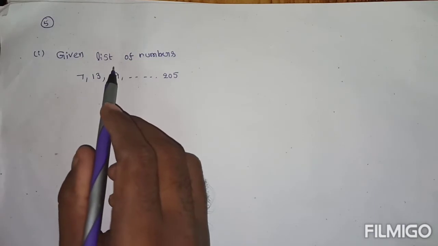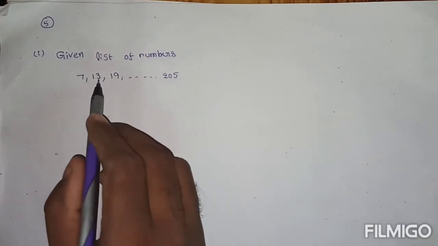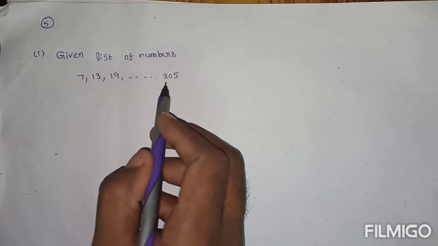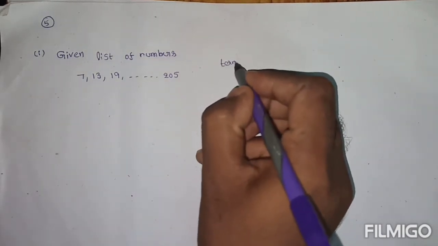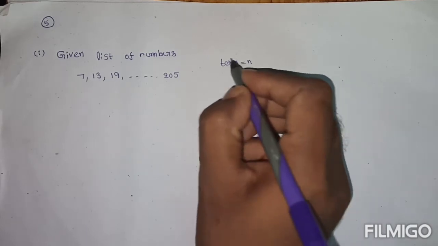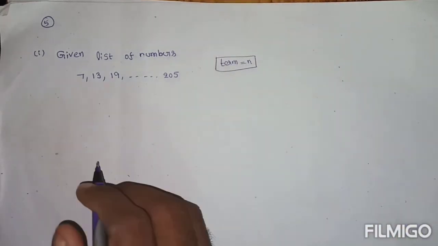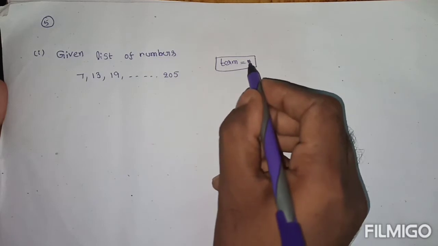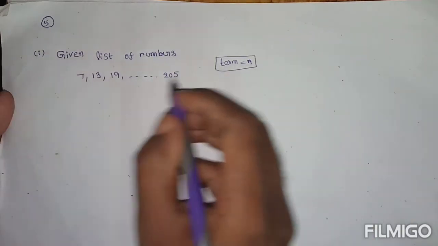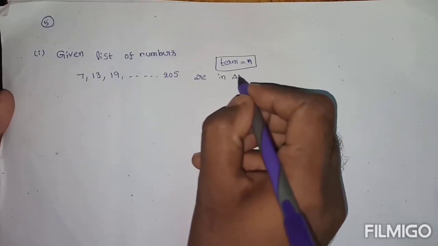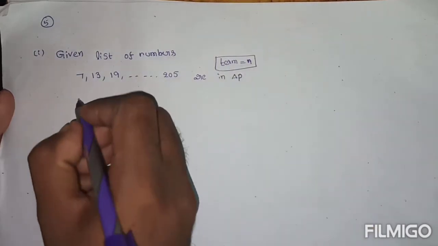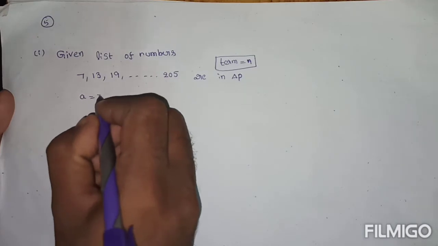Okay, so write down the first problem. Given the list of numbers 7, 13, 19 and so on up to 205, find the number of terms. When we hear the word term, we should remember n. So n is to be found. These are already in AP, as given in the condition. So the first term a is equal to 7.